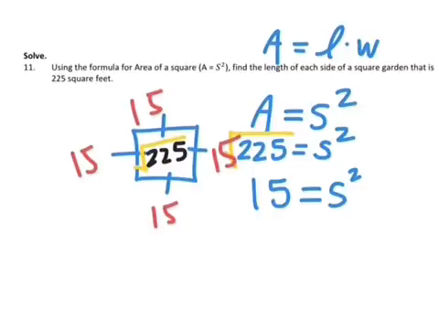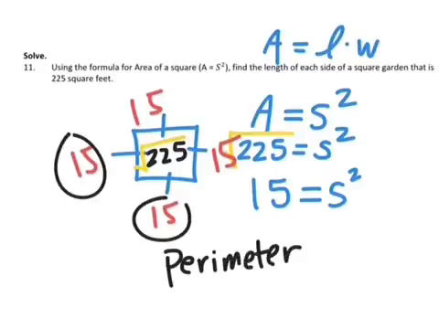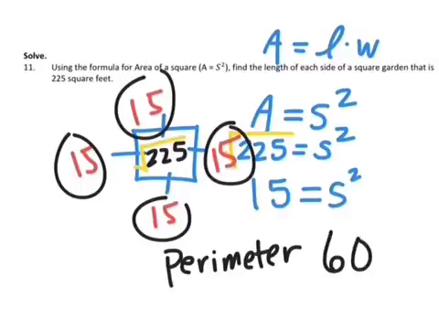Now, this question doesn't ask for perimeter, but if it did, to find the perimeter, we would have to add up all of the sides. So in this figure, the perimeter would be 60 feet. But this question just asks for the side length. So again, if you know the area, you take the square root to get the side length.